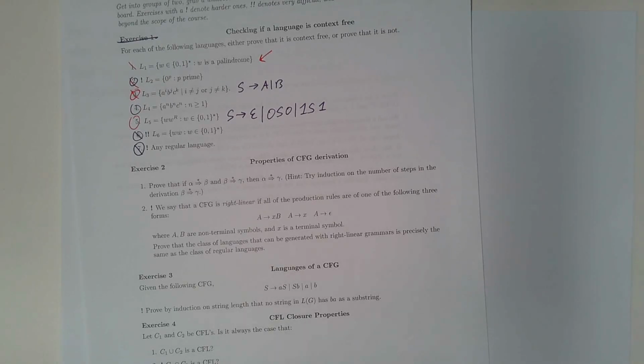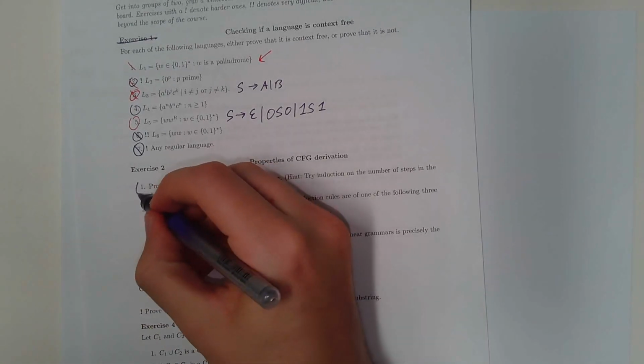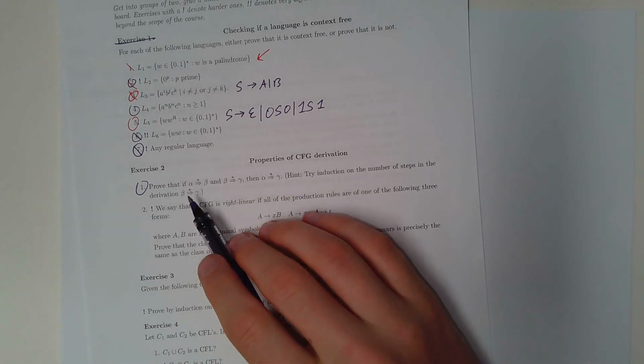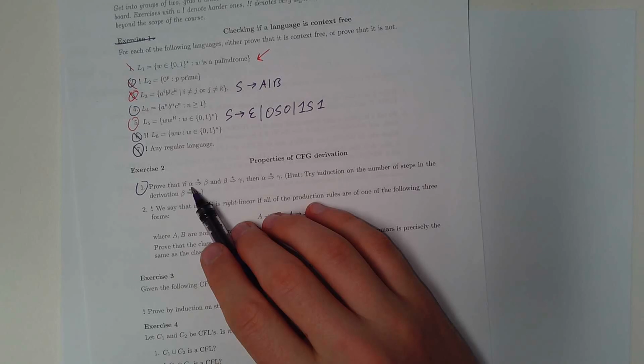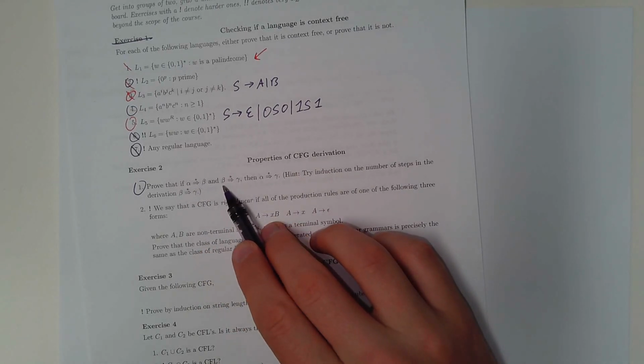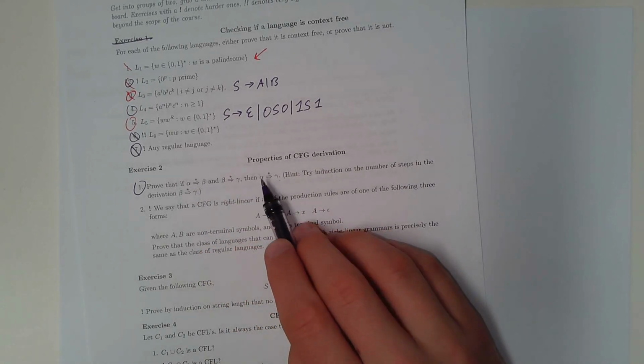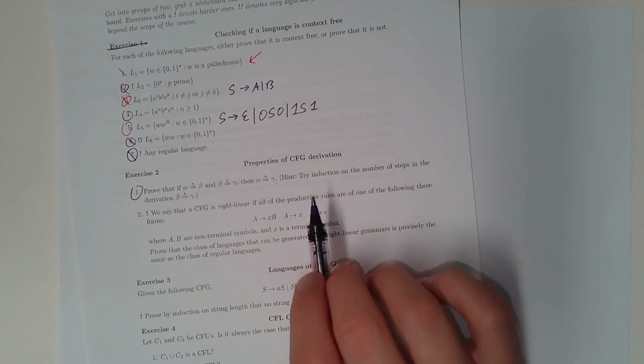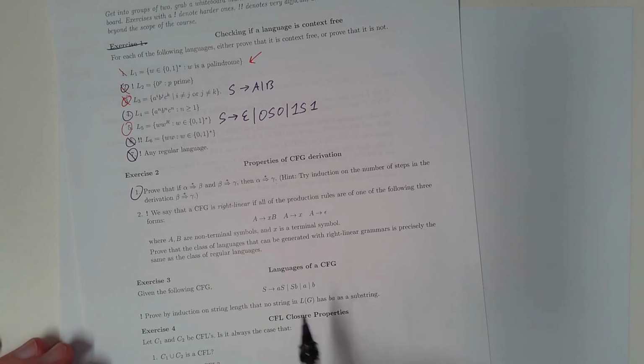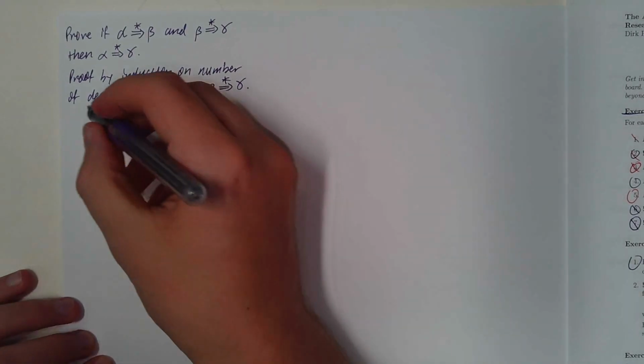Okay, so let's have a go at exercise 2.1. We want to show if beta has a derivation from alpha and gamma has a derivation from beta, then gamma has a derivation from alpha. And the hint tells us to try induction on the number of steps in the second derivation. So that's what we're going to do. Okay, so we'll begin the proof.